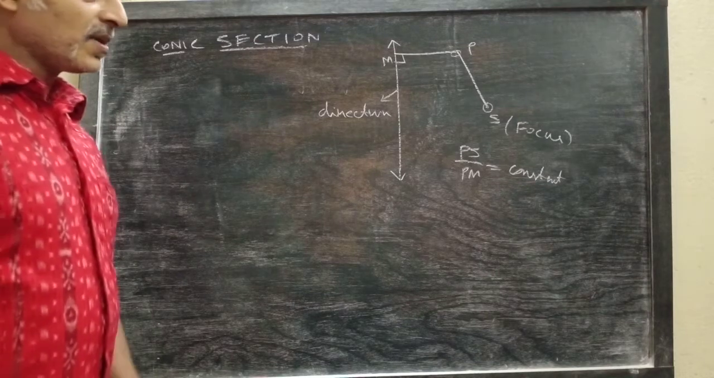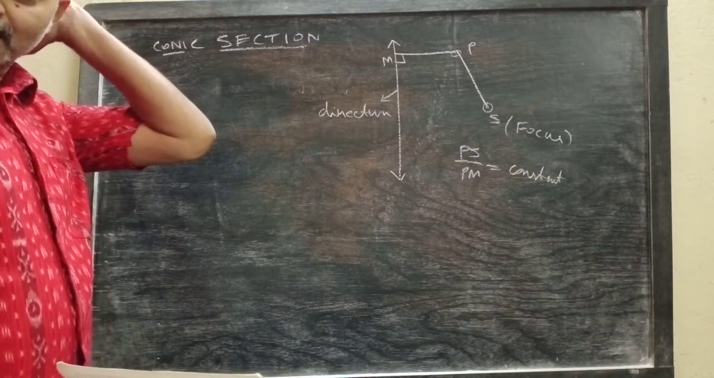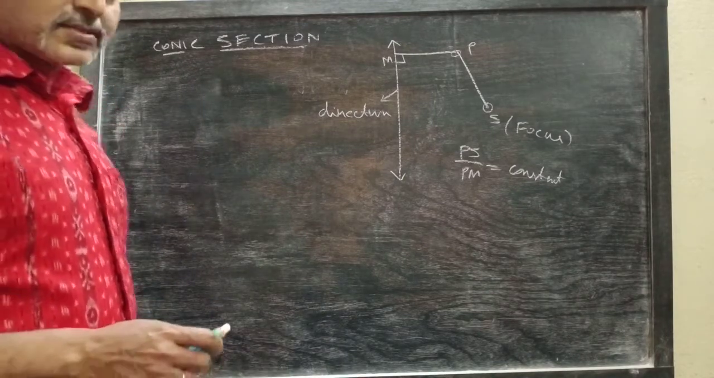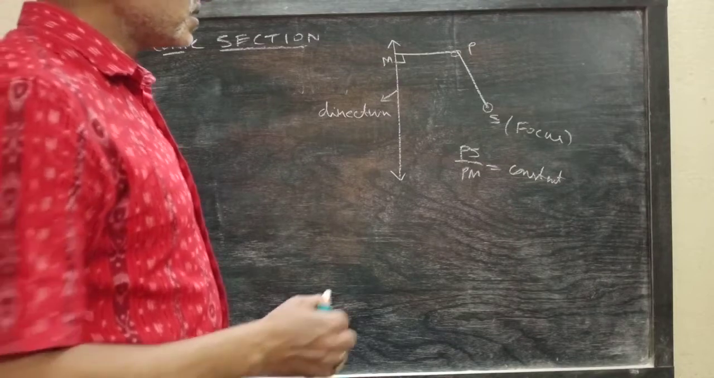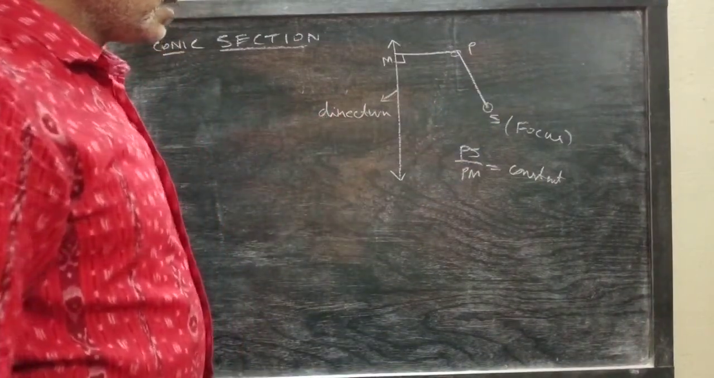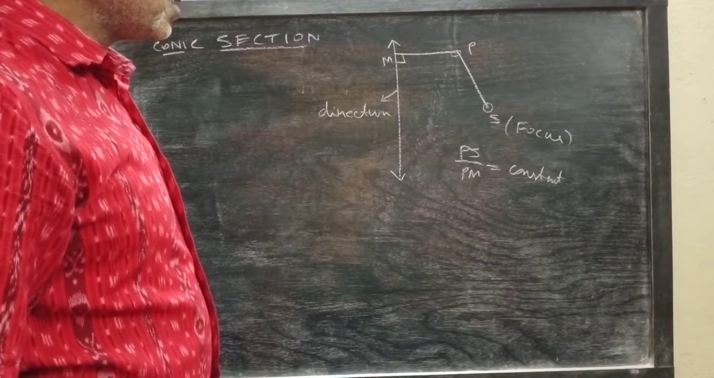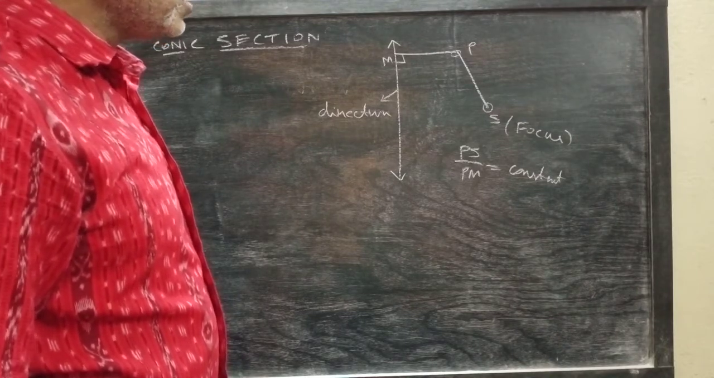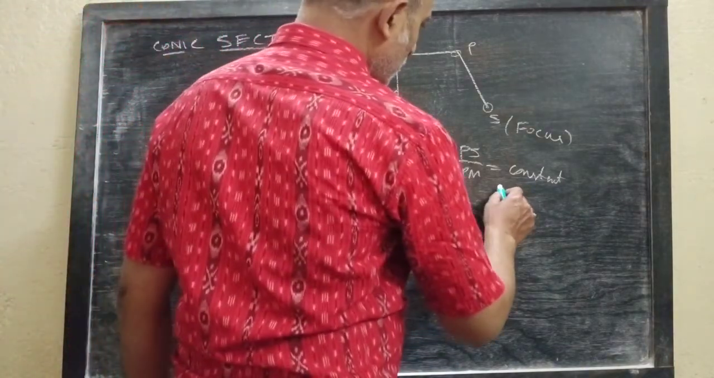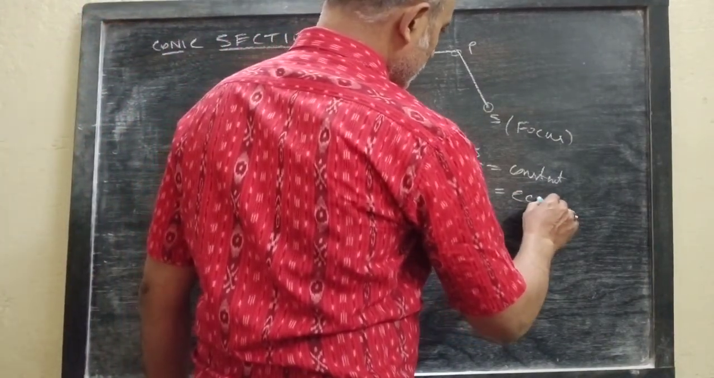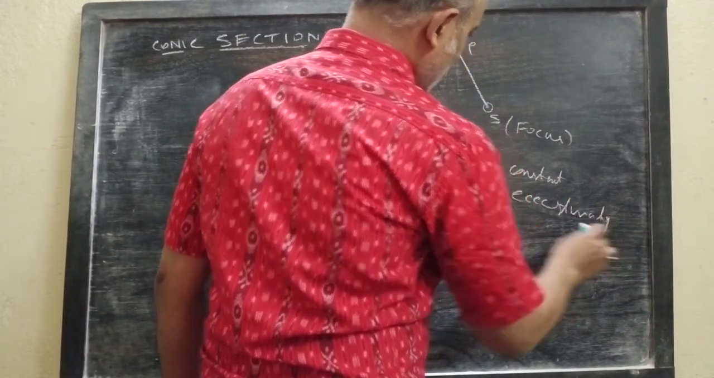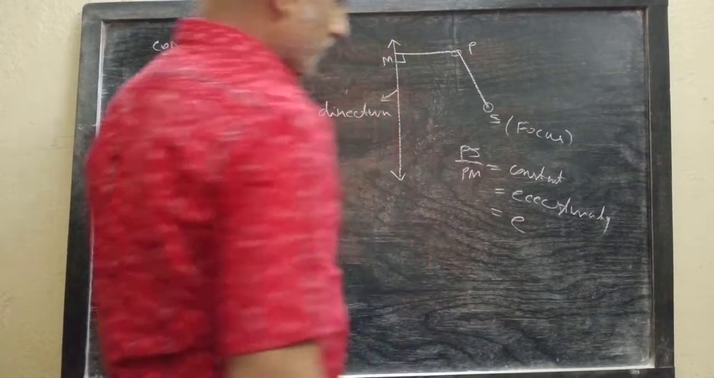What I have said? I have said that suppose a point P moves on a plane keeping a fixed ratio between its distances from a fixed point and from a fixed straight line, then the path traveled by the point P, that is the locus of the point P, will be called a conic. This constant ratio is called eccentricity and is denoted by small e.